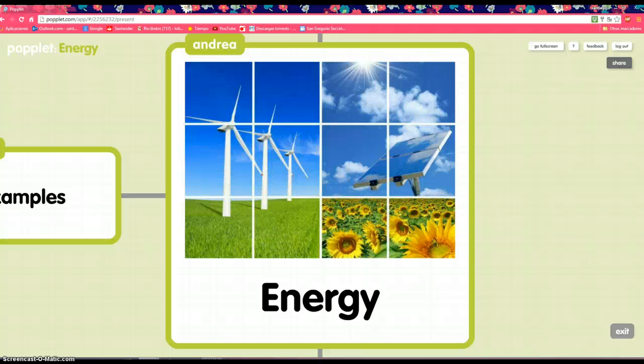Everybody, my name is Andrea and I am going to present to you the mind maps of Unit 4, Energy.